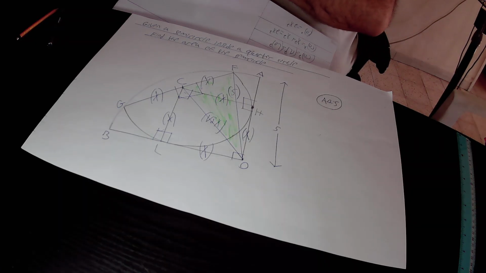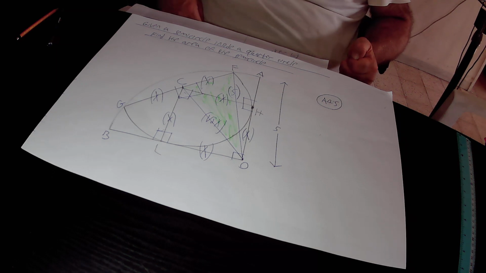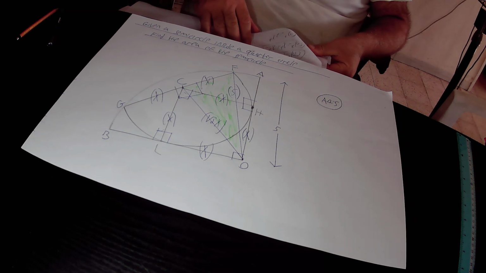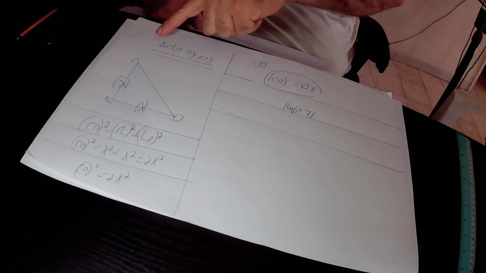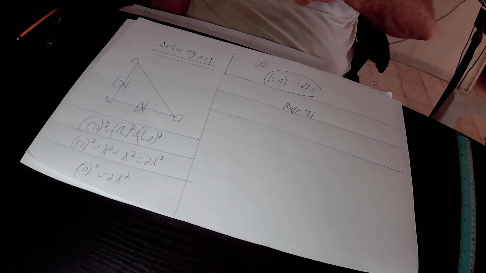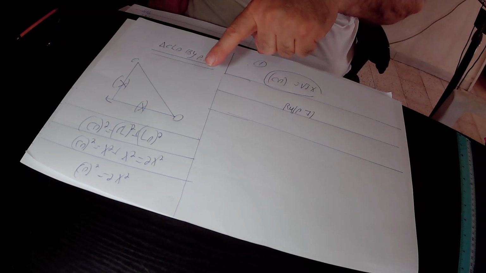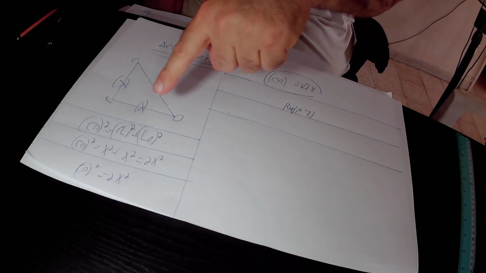According to the Pythagoras theorem, in any right triangle, the square of the hypotenuse equals the sum of the squares of the perpendiculars. This is the right-angled associated triangle, triangle CLO, that I got from the original drawing. According to the Pythagoras theorem, in this triangle CLO, CO squared, that is the square of the hypotenuse, equals CL squared plus LO squared.